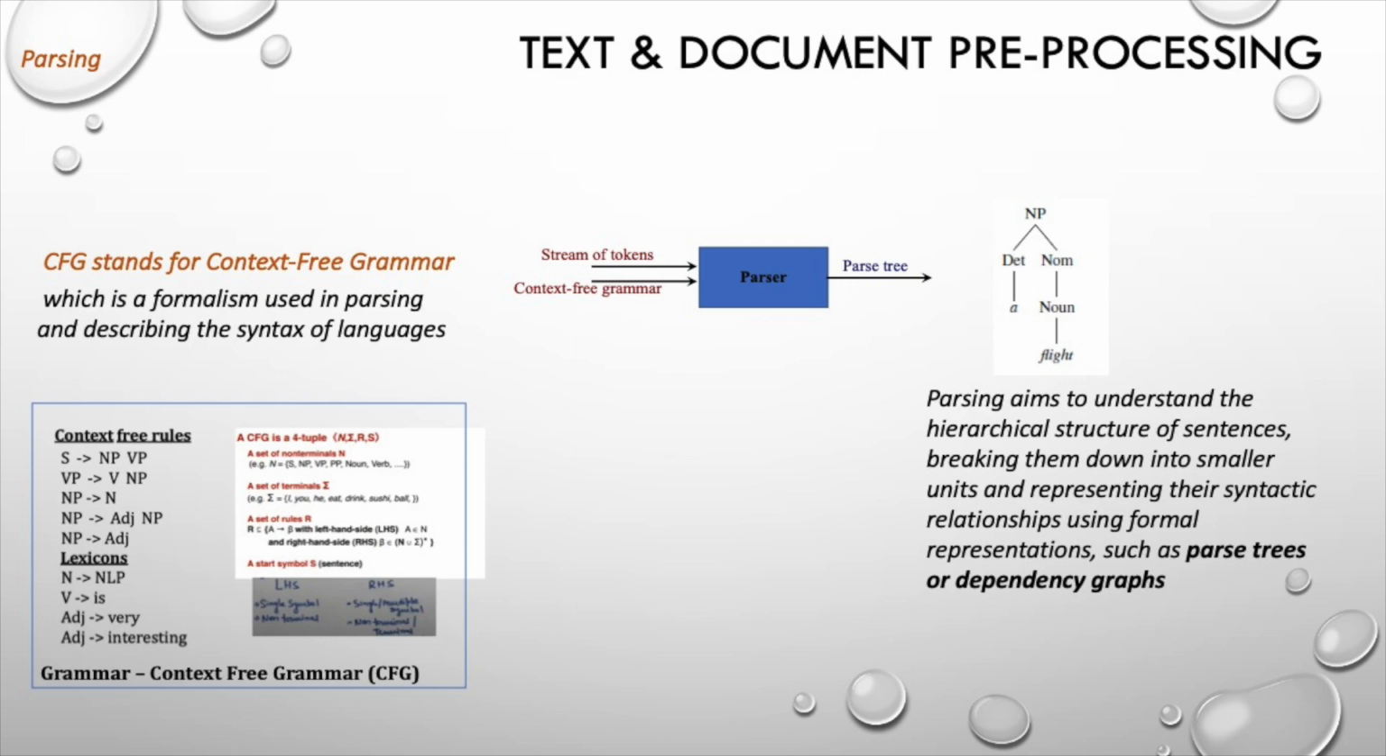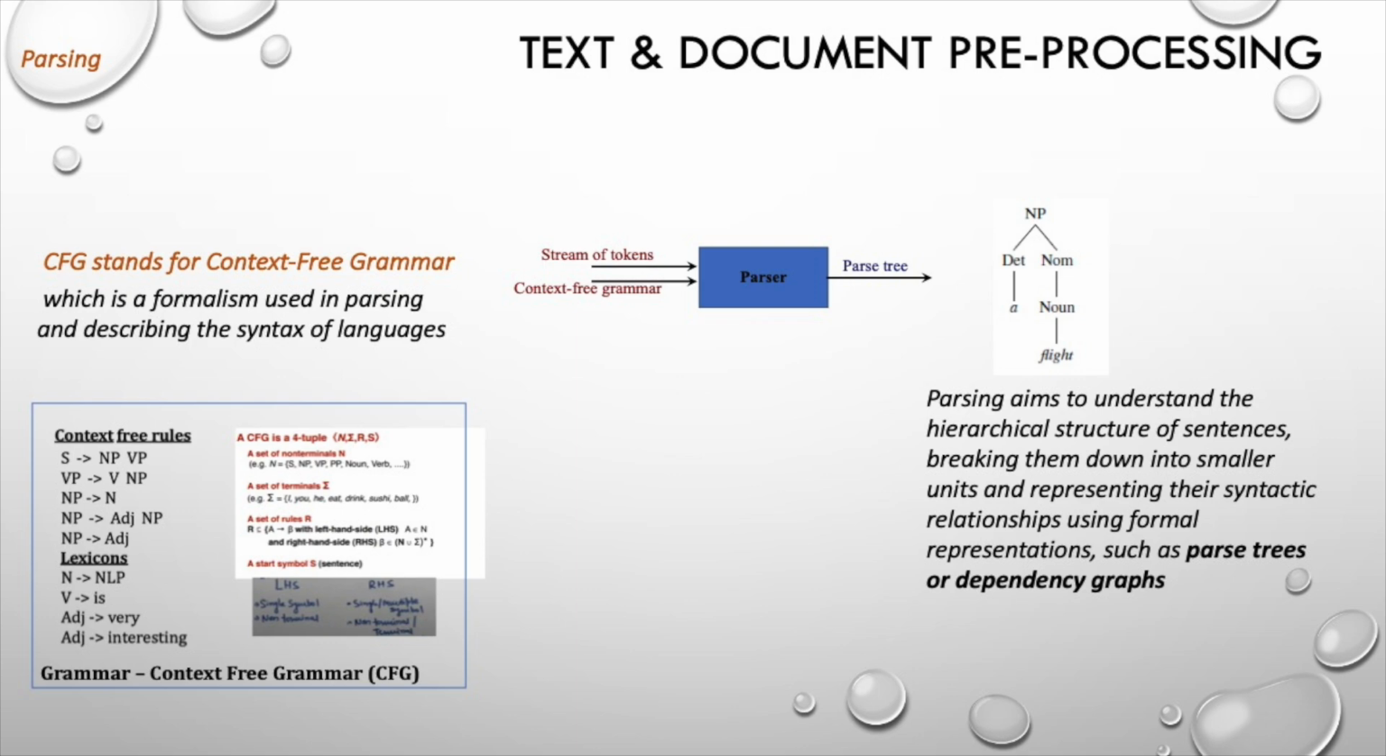Parsing can be performed at different levels of granularity, including sentence-level parsing, which analyses the structure of an entire sentence, and phrase-level parsing, which focuses on the structure of phrases within a sentence. Various parsing algorithms and models have been developed to automate the parsing process, ranging from rule-based approaches to statistical and machine learning-based methods, including constituency parsing and dependency parsing.